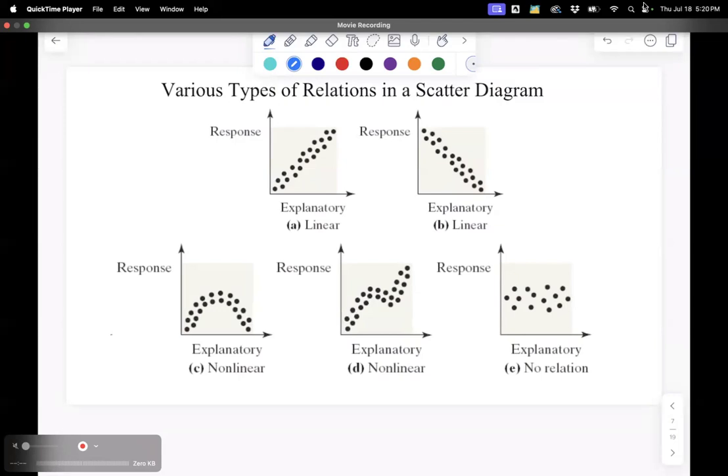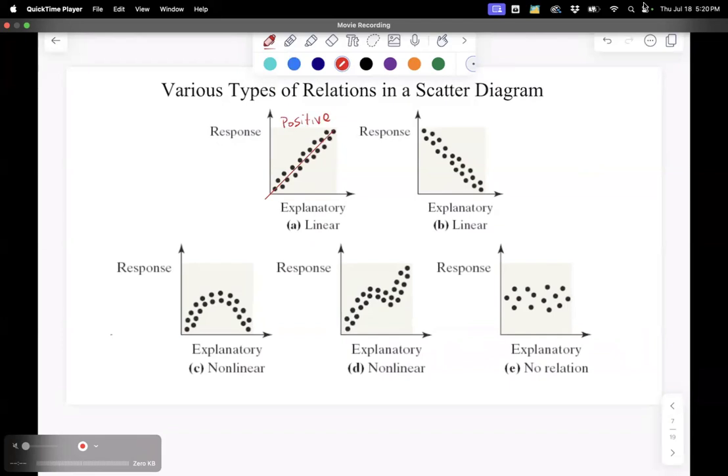If you take a look at this first one here, we have a nice linear relation. I could draw a line through it right there, and it lines up pretty good with that line. This is a positive linear relation, because it has a positive slope. Reading it from left to right, it is going uphill. So it has a positive linear relation.